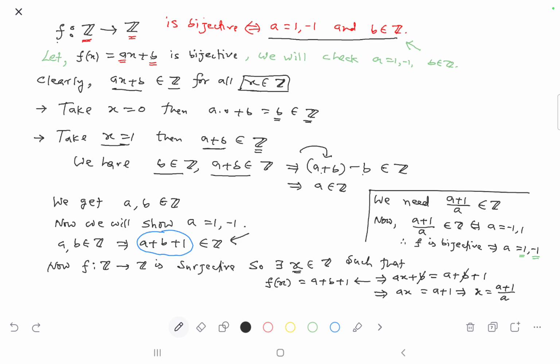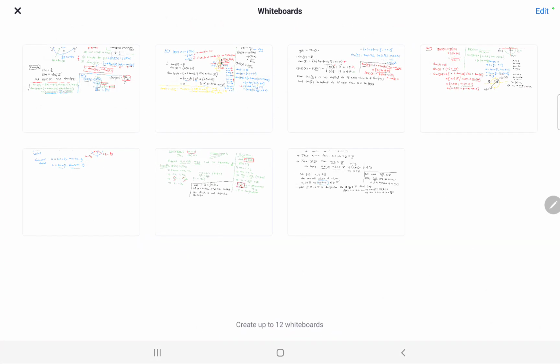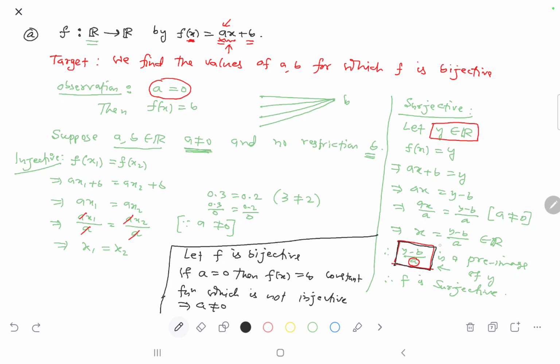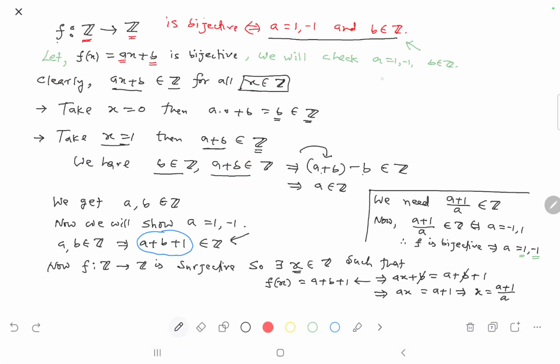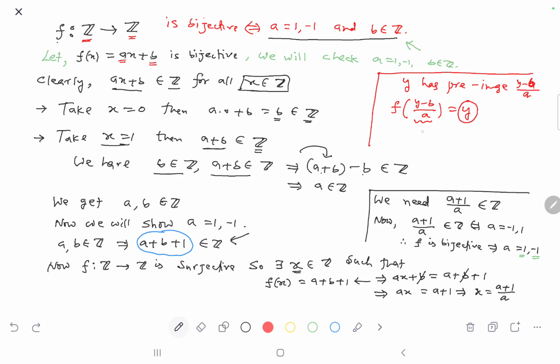One second, I have a question. I'm confused about where you got a plus b plus 1 from. That is how I decided. Look at the previous page. I cannot crop it from here, so let me write here. This is the slide from the previous one. If you take y, y has a pre-image, (y minus b) by a. So basically f of (y minus b) by a equals y. Here we cleverly select a number using a and b that gives you the condition on a being 1 or -1. So I took y equal to a plus b plus 1. That I took cleverly.